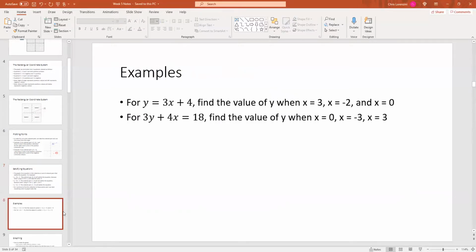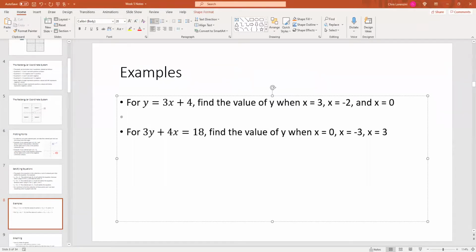So in general, what do we do when we have an equation? If I have y is equal to 3x plus 4, in order to find values, I want to pick x values, and then I want to solve the equation for y. So for the first one, I said when x is equal to 3, let's solve the equation for y. So I let x equal 3, and then everywhere I see an x, I substitute in the value 3, and I solve, and I see what I get.